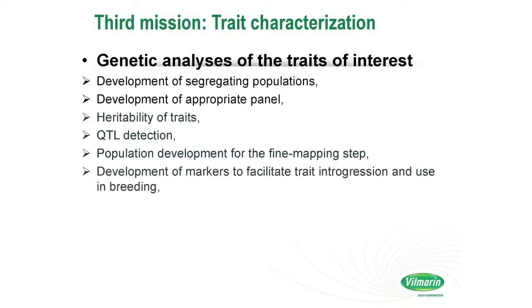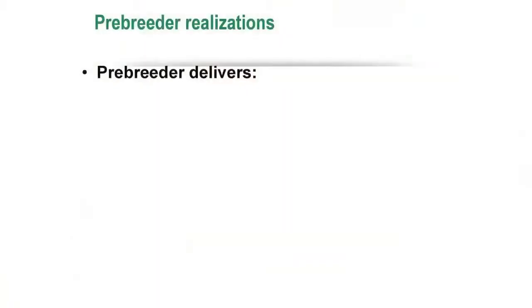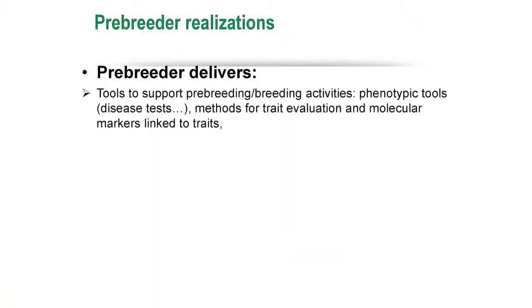The next step, we have not started that yet, but that's for the near future. It's collaboration with the molecular guys that are developing nice tools for us: the genetic analysis of the traits of interest. So mainly our work is the development of segregating populations or panels, depending on which strategy you want to map your genes. Then you study some genetics about the heritability, about the QTL detection, and then try to develop markers to facilitate marker-assisted selection. So in the end, the pre-breeders deliver 3 things: tools to support pre-breeding activities, improved germplasm, and genetic information.